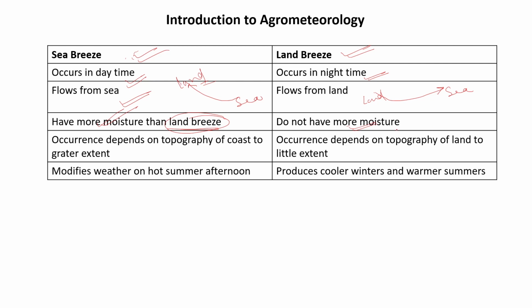But here, in the case of land breeze, the wind is moving from the land to the seaside, so the air above the land has less moisture as compared to the sea. Occurrence depends on the topography of the coast to a greater extent, and on the topography of the land to a little extent. Just opposite. Modifies weather on a hot summer afternoon, and it produces cooler winter and warmer summer. So this is the very important difference between the sea breeze and the land breeze.